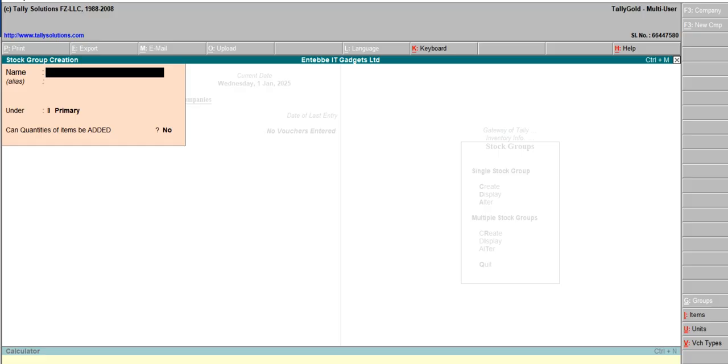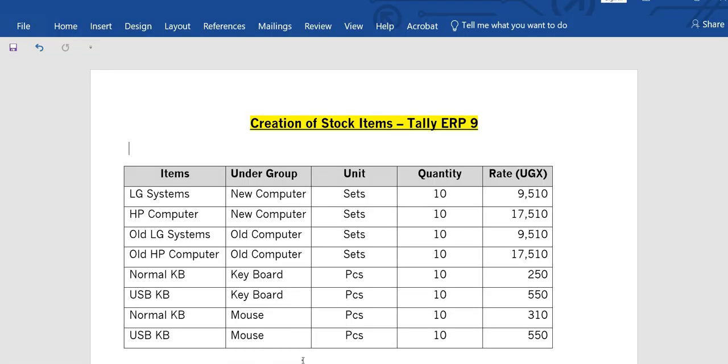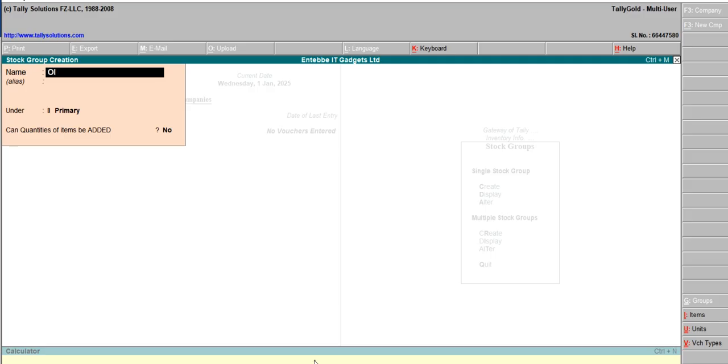Stock group creation. Which other group do we have? New computer we have added. Old computer. This is a yes. Can quantities of items be added? Yes.